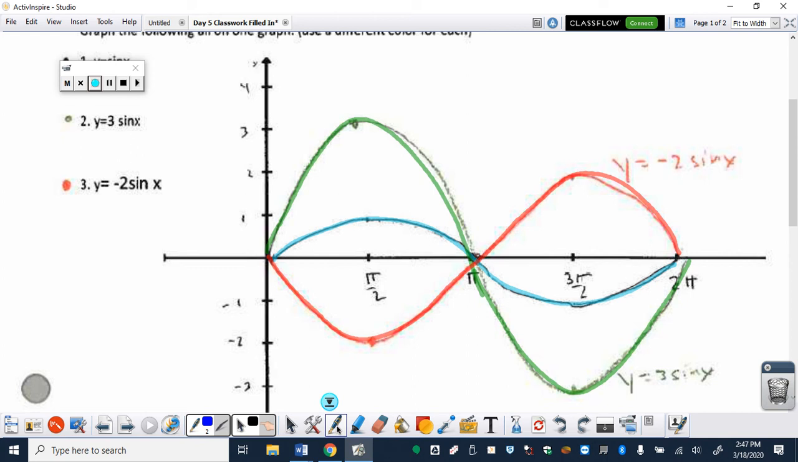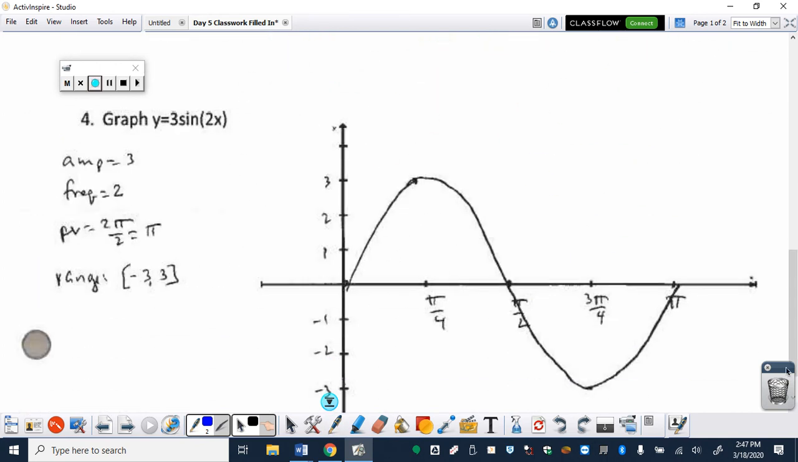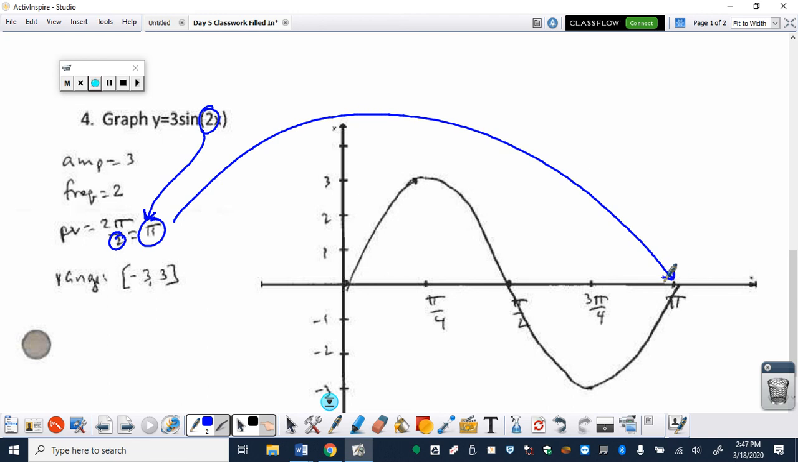The next question, y equals 3 sine 2x. We had a change in frequency, so we want to make sure you understand that with a change in frequency, that's going to change period, 2 pi divided by 2, which gives us pi. And that pi is going to be plotted at the end of the x-axis. Half of pi is pi over 2, half of pi over 2 is pi over 4, and so on.